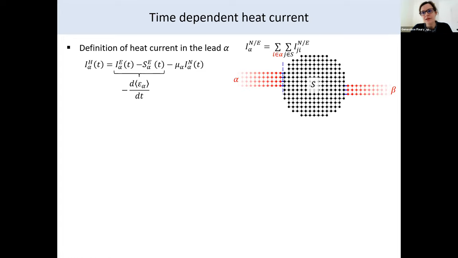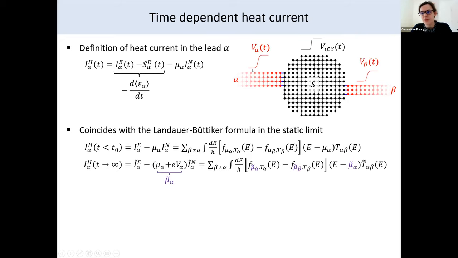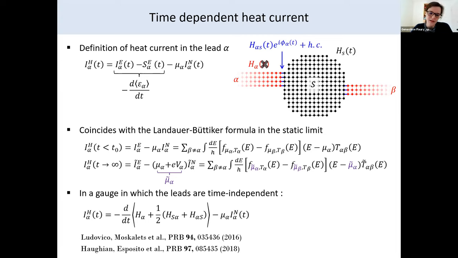And we have two hints which tell us this definition is not so bad. So first, if the time-dependent perturbations converge to a static limit at long times, we have checked analytically that we recover the Landauer-Büttiker formula, as it has to be, of course, but it's better to check it. And also, if we work in a gauge in which the leads are time independent, and this is what we do, for instance, in T-Kwant, then we can show that our time-dependent heat current coincides with this definition, which was put forward in those two papers and which was shown to be consistent with the second law of thermodynamics.